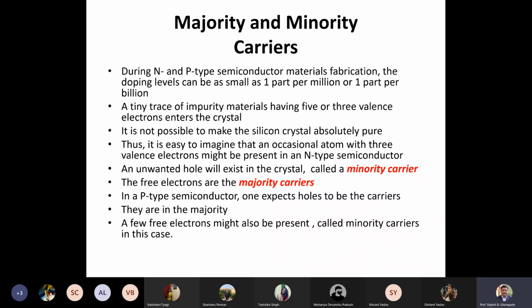Who will be the majority charge carriers in p-type? Holes will be the majority charge carriers. Okay, is that fine? Yes, sir. So you understood the concept of minority and majority charge carriers? Yes, sir. Okay.